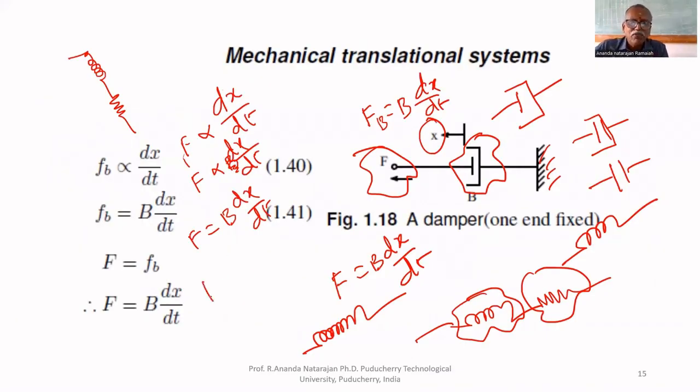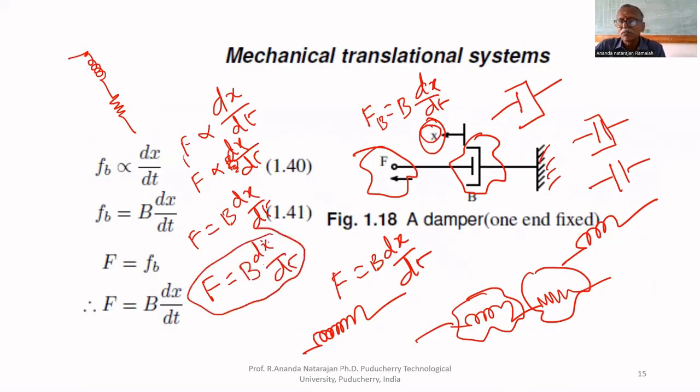So the applied force is F, the displacement is X, the velocity is the derivative of displacement, that is dx by dt, and the reaction force is B dx by dt. Therefore, the mathematical model of the dashpot system is F equals B dx by dt. Here it has no mass, no spring effect, only the dashpot effect.